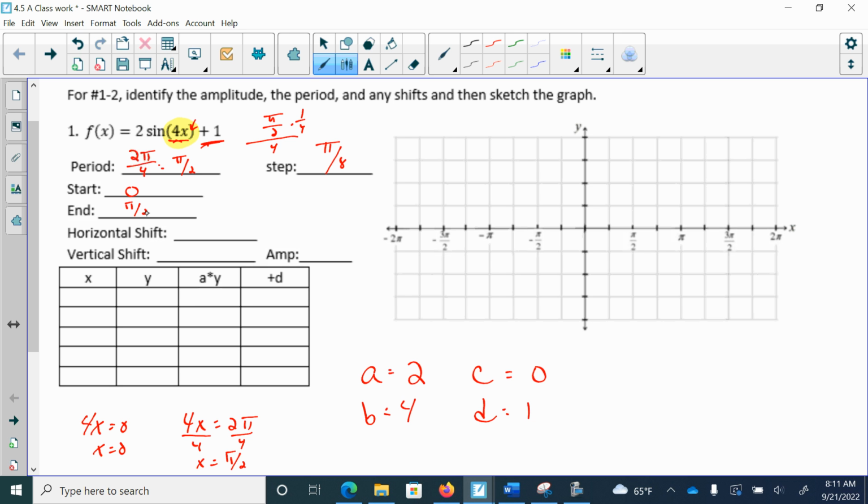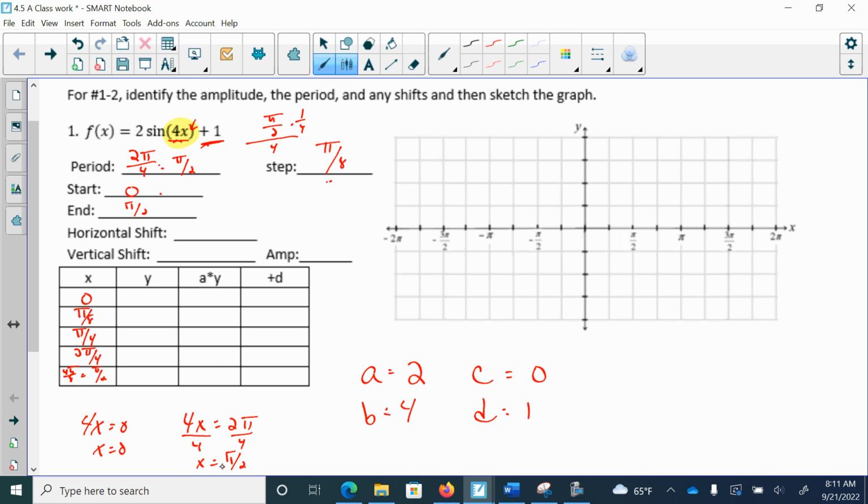At this point, I like to start filling in my chart. My start was 0, and I'm going up by pi over 8 each time. So this is pi over 8. Then the next step would be pi over 8 plus pi over 8, which would be 2 pi over 8, or in lowest terms pi over 4. Then 3 pi over 8. And then finally 4 pi over 8, which is the same thing as pi over 2, which checks with what I said the end was going to be.